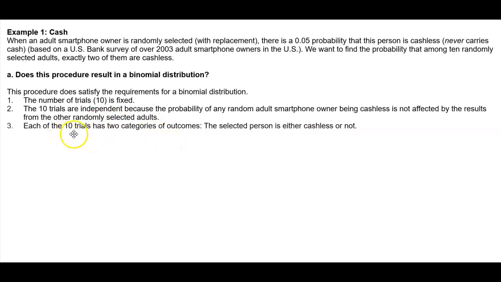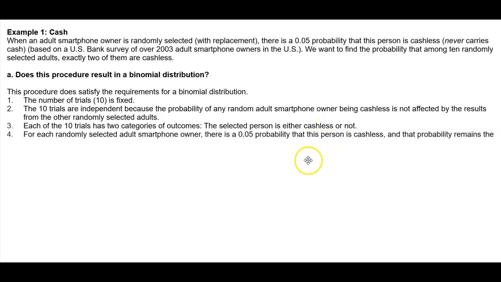Number 3, each of the 10 trials has 2 categories of outcomes. The selected person is either cashless or not. Number 4, for each randomly selected adult smartphone owner, there is a 0.05 probability that this person is cashless, and that probability remains the same for each of the 10 selected people.